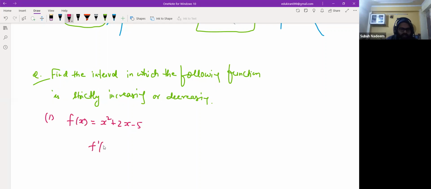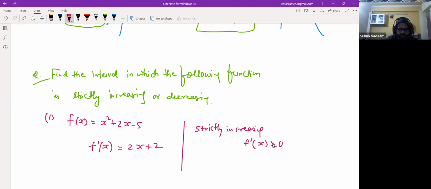First, we will differentiate it as it is differentiable. So 2x plus 2 we will get. Now for strictly increasing, what we have? We have f dash x is greater than equal to 0. So we'll say that 2x plus 2, which is the derivative, is greater than equal to 0. 2 you can take common and write as x plus 1 greater than equal to 0. So x is greater than equal to minus 1. So this is the condition for strictly increasing. That is x belongs to minus 1 to infinity.